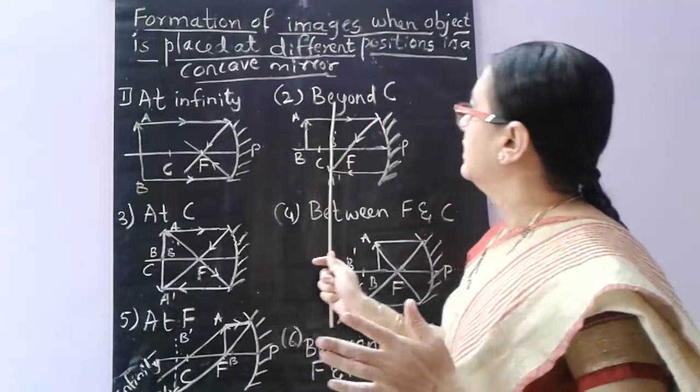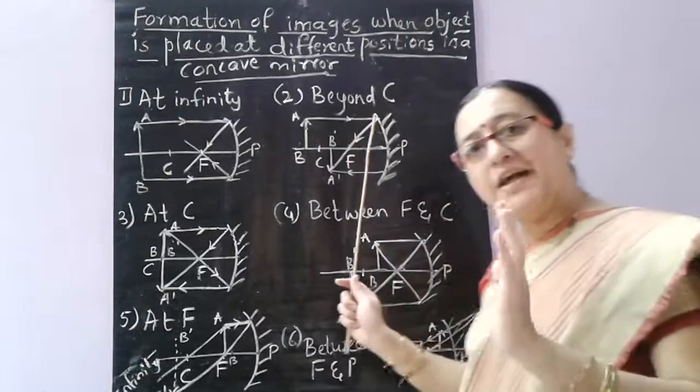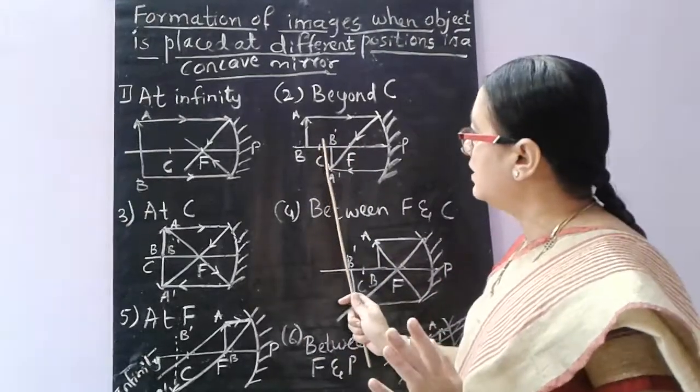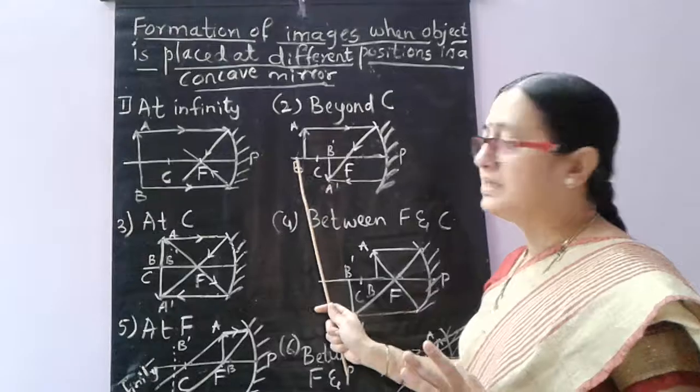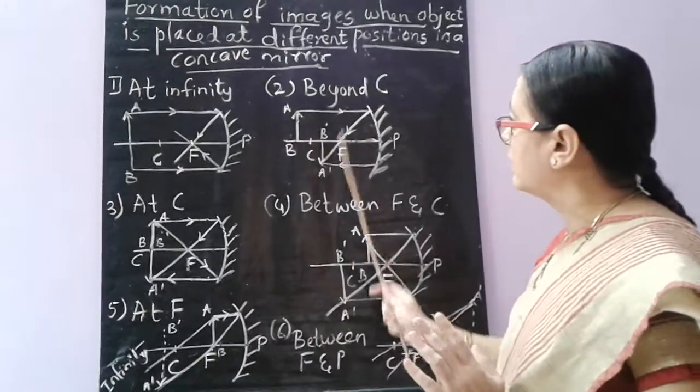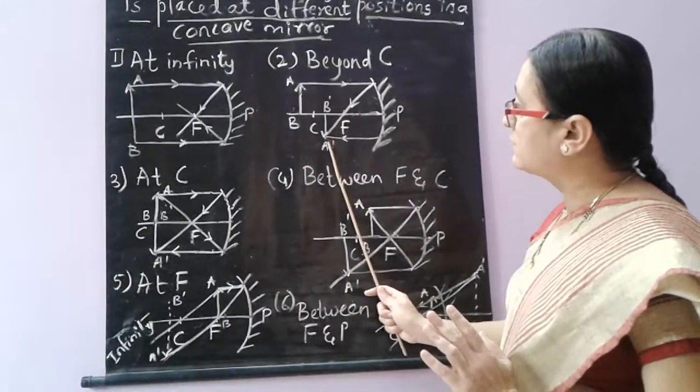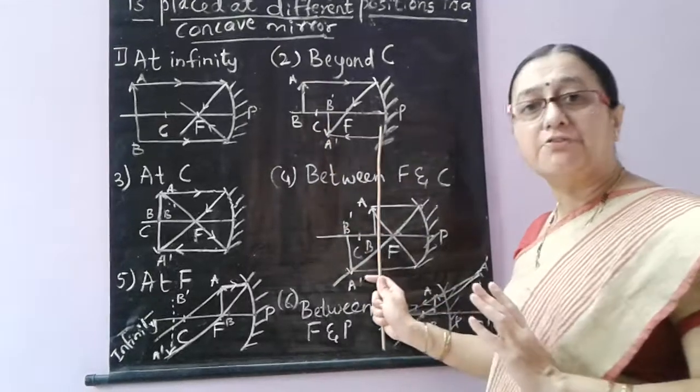Then beyond C means at a finite distance. Beyond the center of curvature, if you place the object, then again two rays will pass and the image is formed between C and F here.